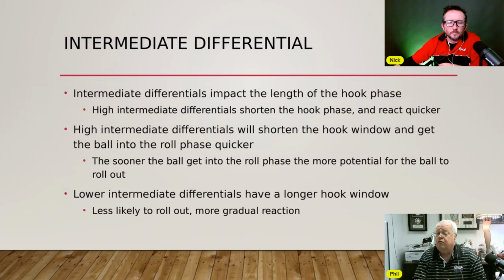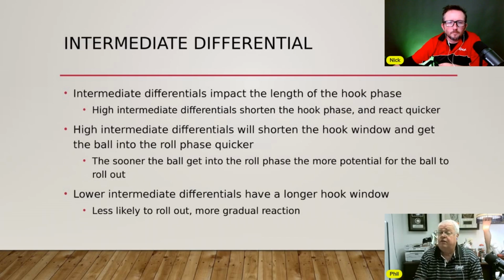The sooner the ball gets into a roll phase, the more potential the ball has to roll out. So what you want to avoid if you're a low speed player or a rev dominant player is being careless with the intermediate diff, because you don't want those two, transitional and rotational, to get close to each other, and you shorten that hook window a lot when you use high intermediate diffs. So therefore, the ball will end up rolling out, and you can flat 10 a lot and not understand why. It's because that ball has been done hooking and is now in the roll phase.